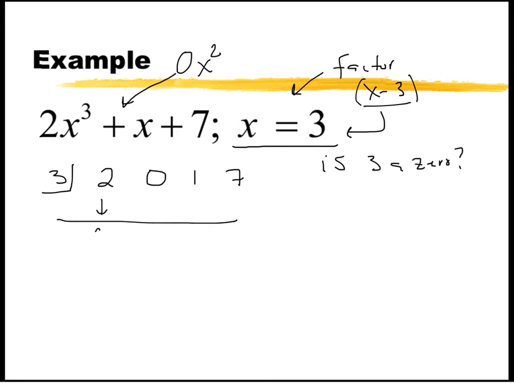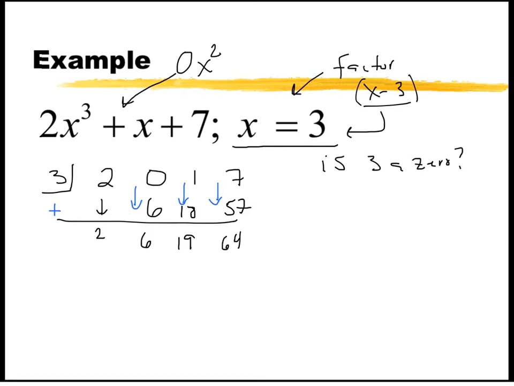First step is to drop down this 2. And then our next number is by taking 3, multiplying it by 2. We'll put it here. Remember, we're adding, after we drop that first number, we're adding everything down. Okay, so 0 plus 6 is 6. Then we have 3 times 6, which is 18. 18 plus 1 is 19. 3 times 19 is 57. And 7 plus 57 is 64.